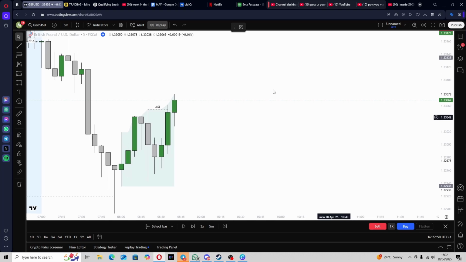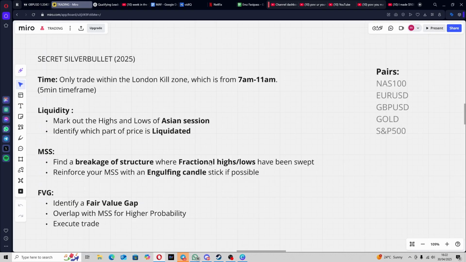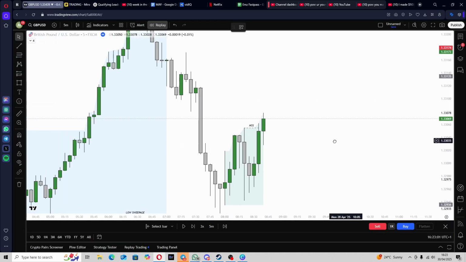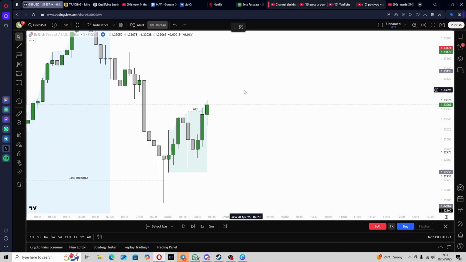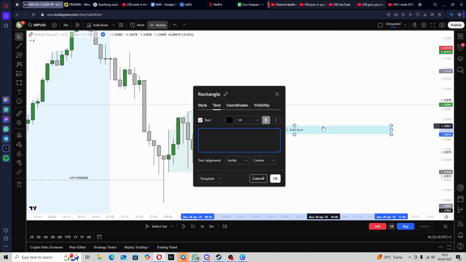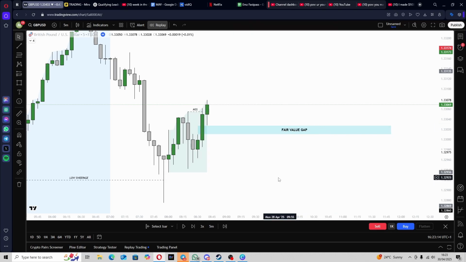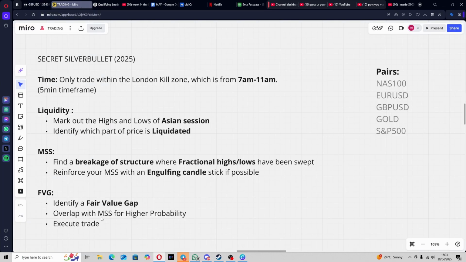So as soon as we do get this, what we need to do next becomes very, very crucial. We need to find and identify a fair value gap, and then we overlap the fair value gap with a market structure shift for a higher probability. I need you to take a guess and guess where the fair value gap could be, right? As you can see, it's very clear that the fair value gap is this right here. As soon as we get the fair value gap, I'm going to mark it out. Once we do get the fair value gap, what we need to do from here on out becomes very, very simple. We just need to enter our position. All we've got to do is execute the trade.